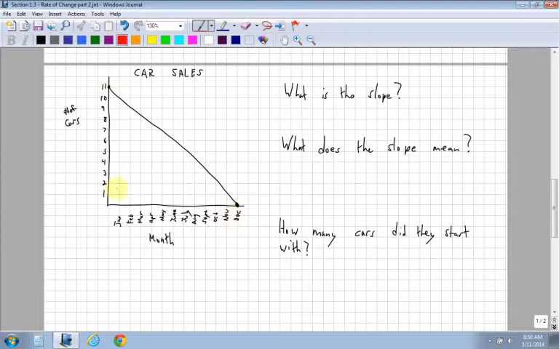And here's the number of cars. So this could be a used car lot. They're trying to get rid of all their cars because they're going out of business or something. So they start off with 11 cars, and they end off with 0 cars, right, to get rid of them all.